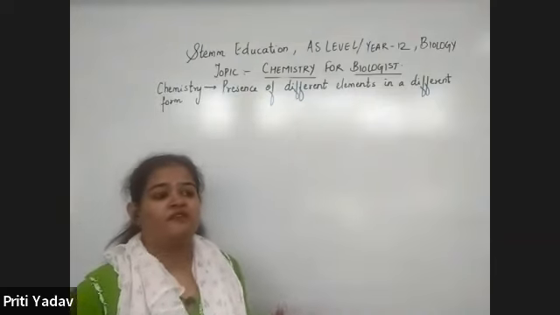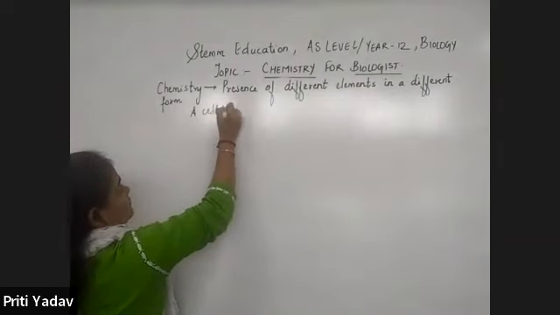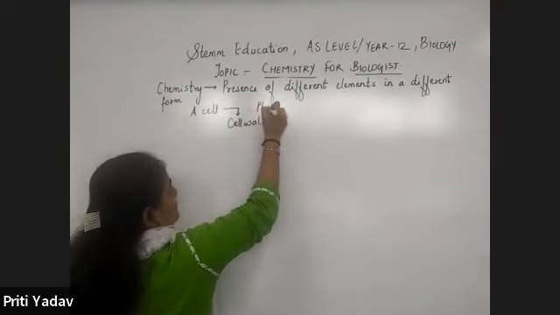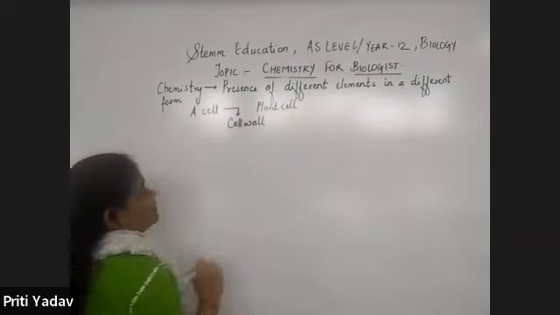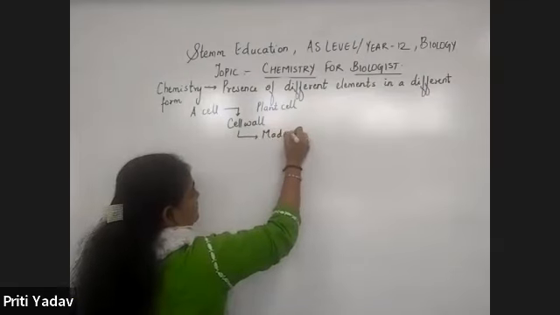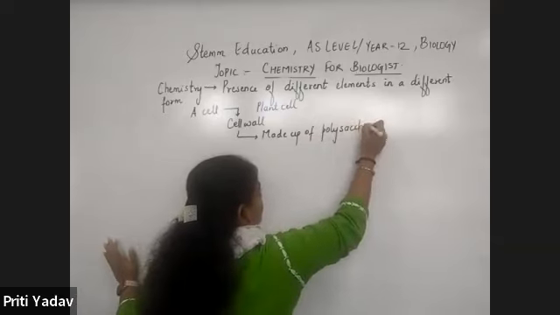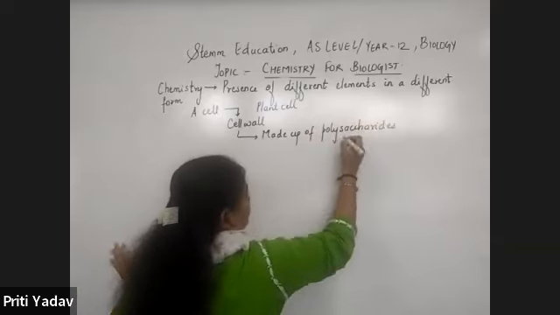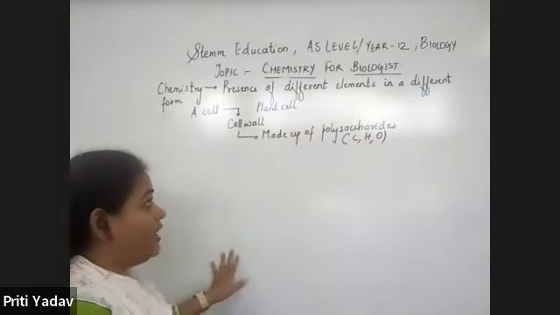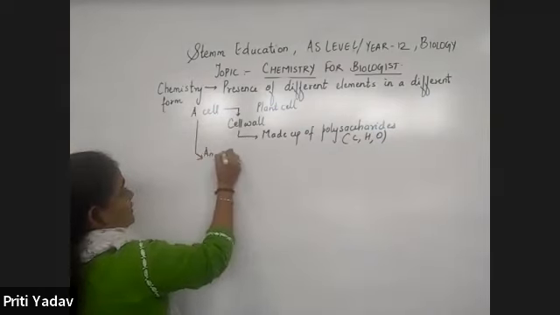For example, if we talk about a cell which shows presence of a cell wall, a plant cell shows presence of a cell wall, where this cell wall is made up of polysaccharides. And these polysaccharides contain carbon, hydrogen, and oxygen.